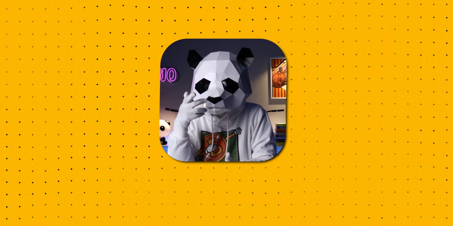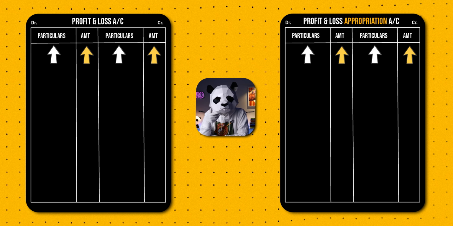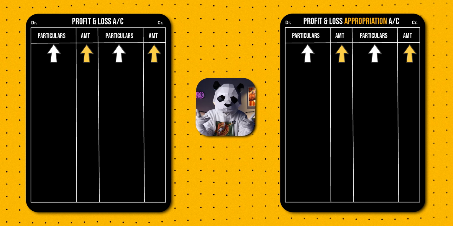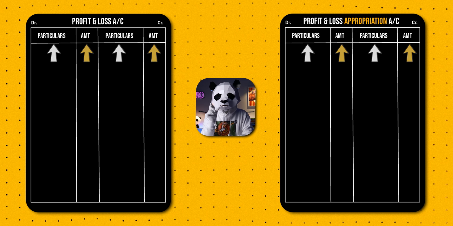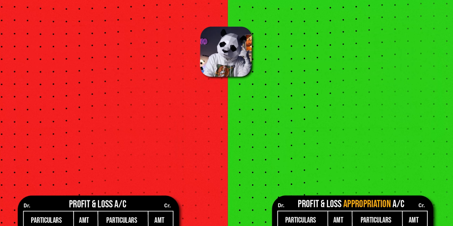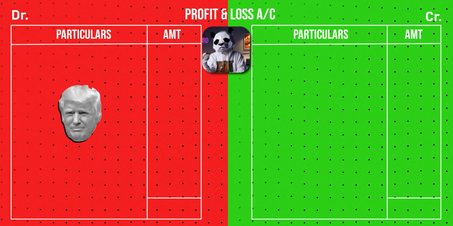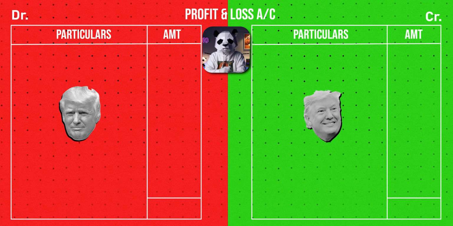If you see, both these accounts kind of look the same. We have a particulars column and an amount column on both left and right side of these accounts. The only difference is the name of these accounts. Now, let me tell you the logic of whether to write a particular item on the left side or the right side of these accounts.